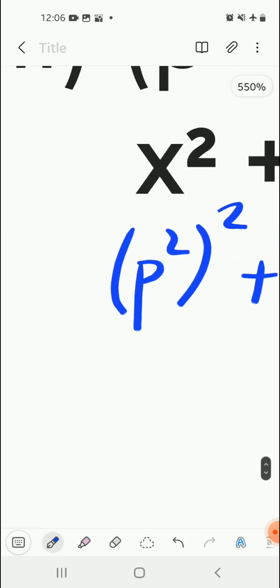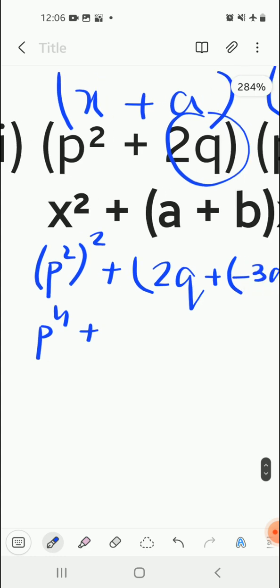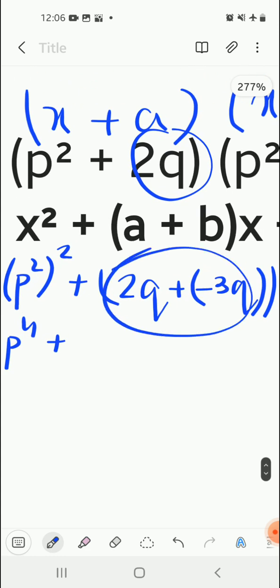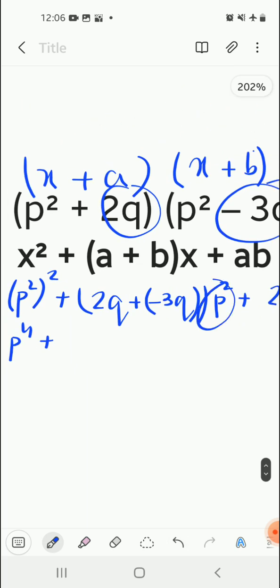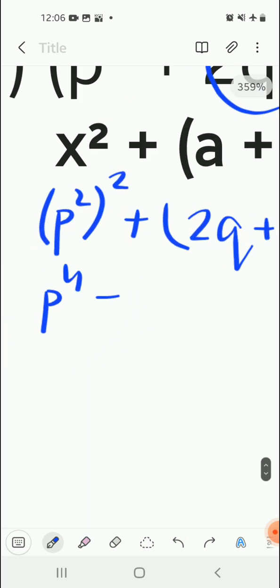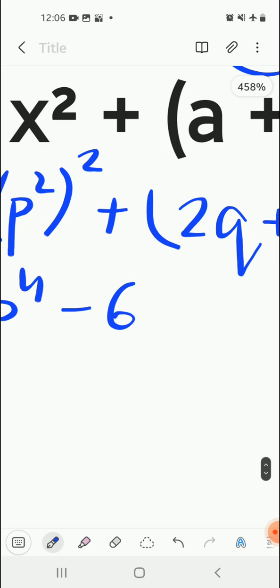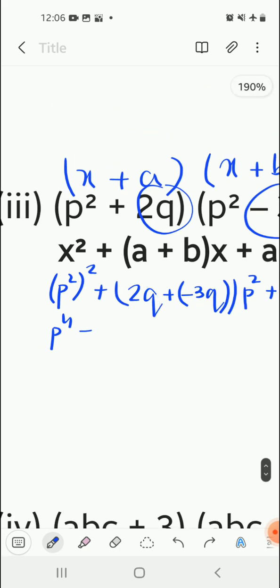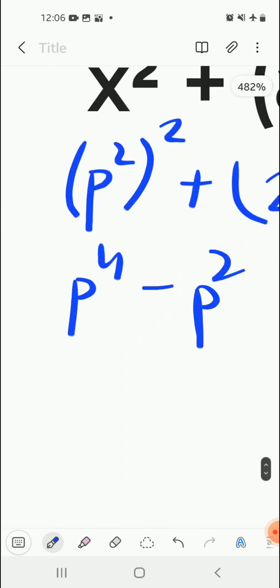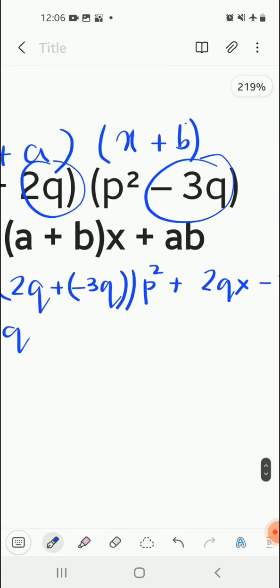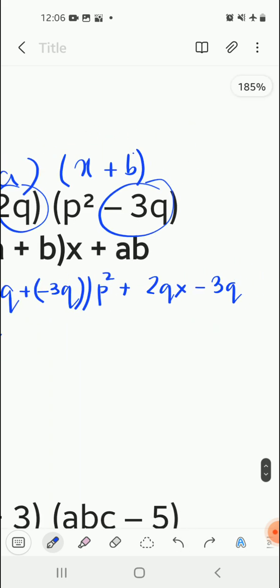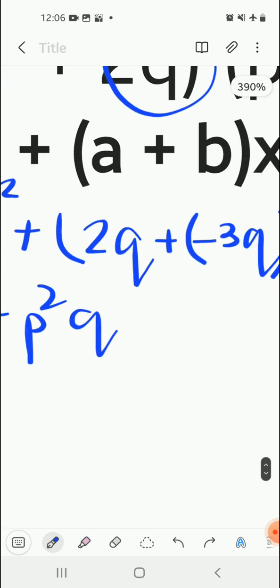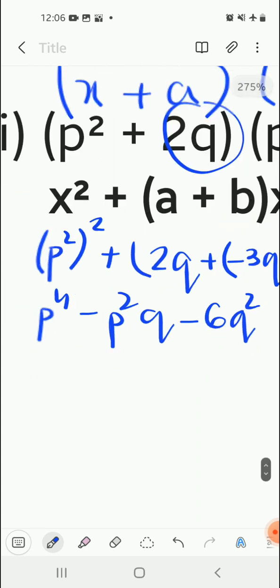P square and p square. So it would become p to the power 4 plus 2q and minus 3q. Sorry. It is 2q and minus 3q, so it's minus q. And minus q into p square, so it becomes minus p square q. Finally, plus 2q into minus 3q. It would become 2 into 3, 6 and q square. So it's minus 6q square.